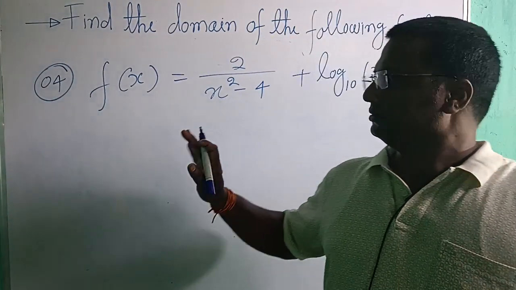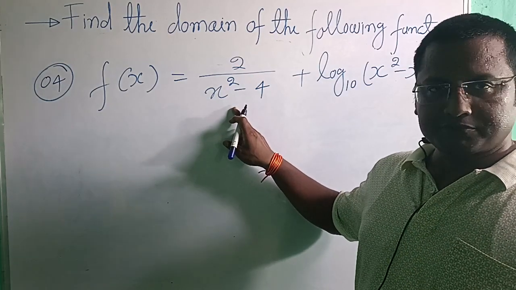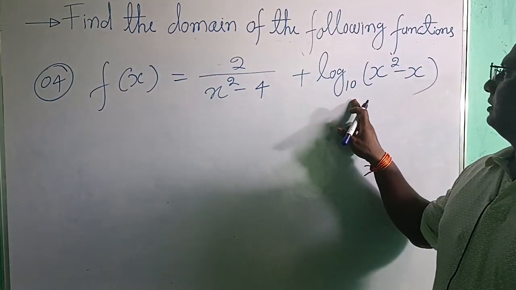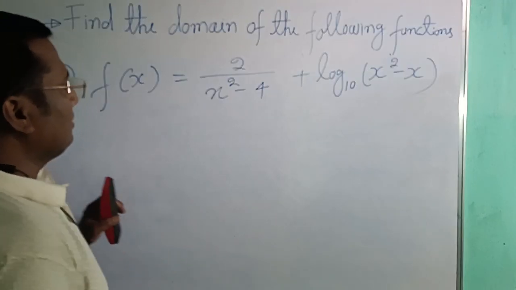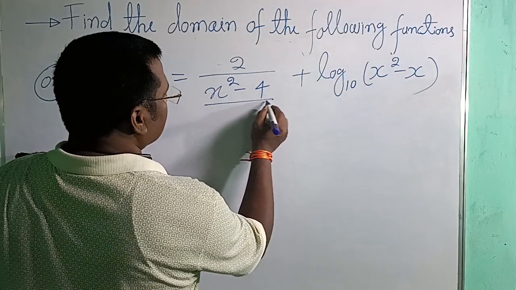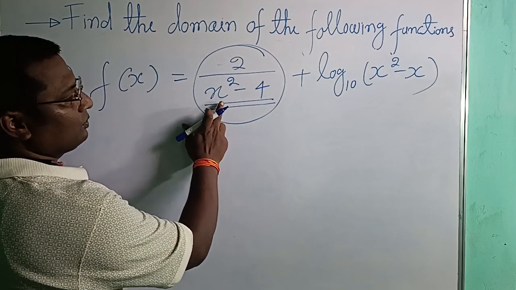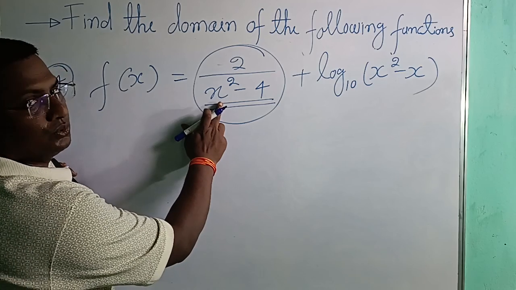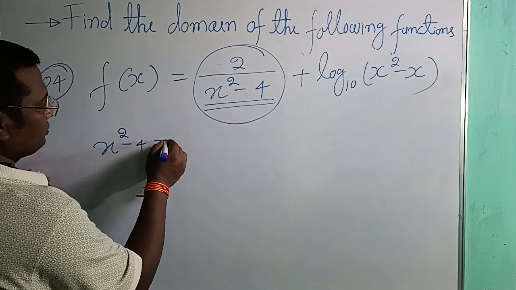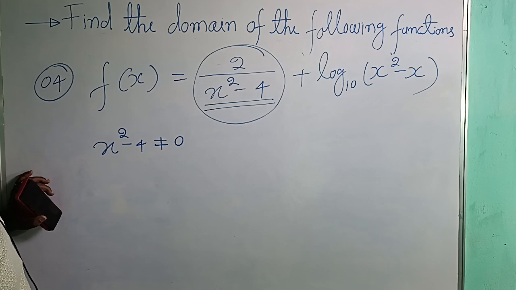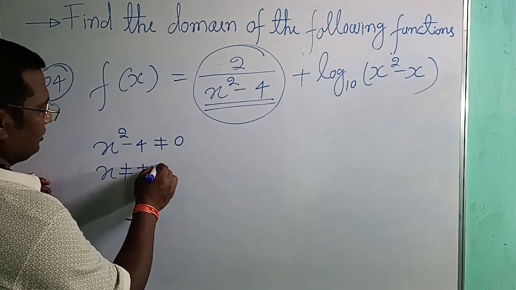Now this question, this is f(x) equal to 2 upon x square minus 4, plus log base 10 of x square minus x. Okay. We are going to solve this question. First of all, this is the domain of this term. So this is true for all x belongs to R, except this should not be equal to 0. So x square minus 4 should not be equal to 0. Okay. So x should not be equal to plus minus 2.